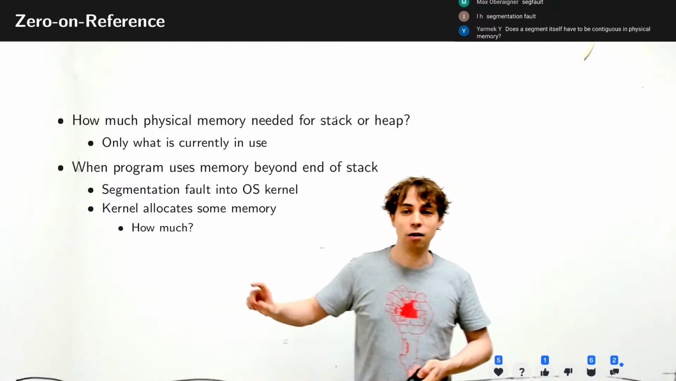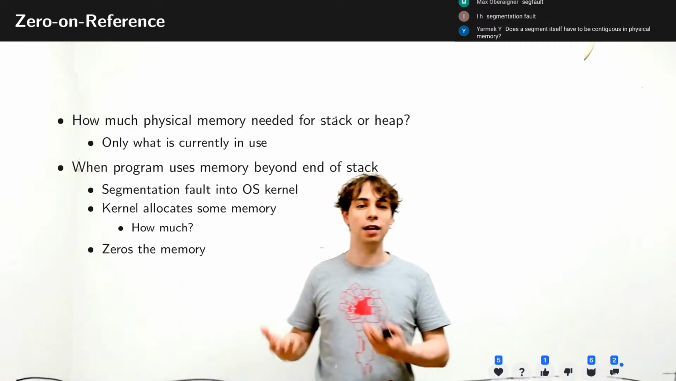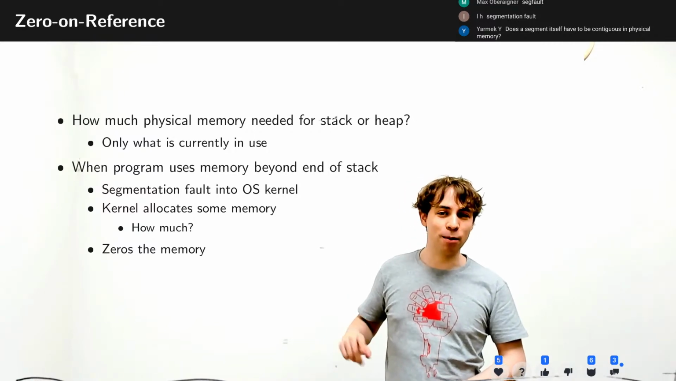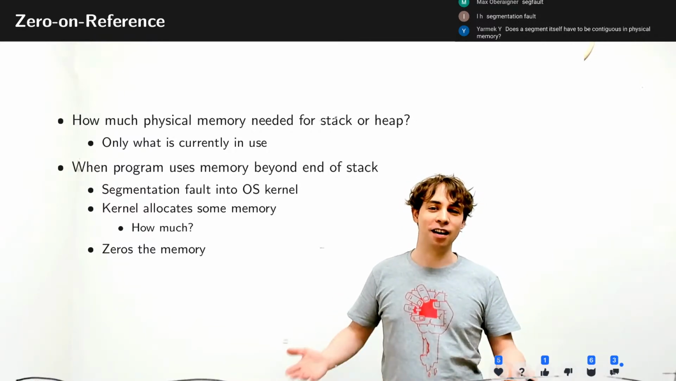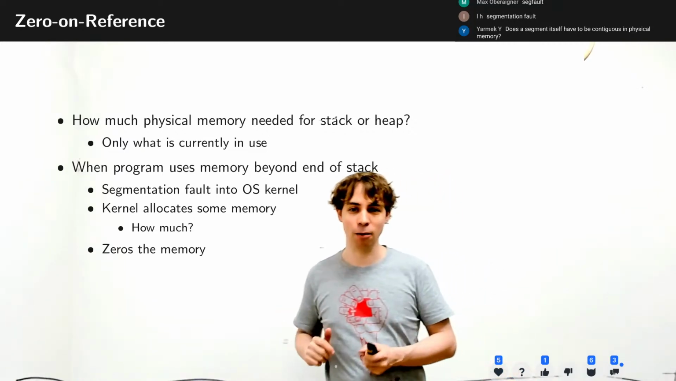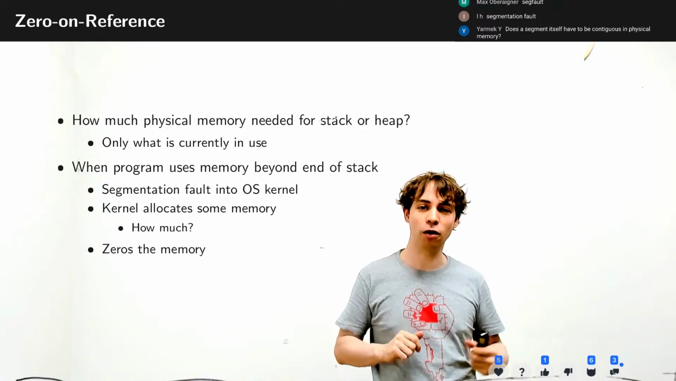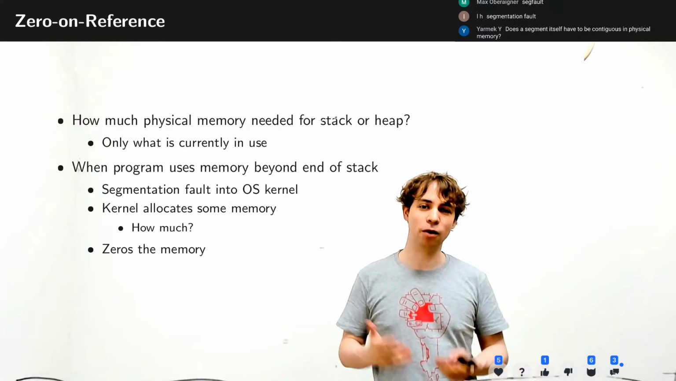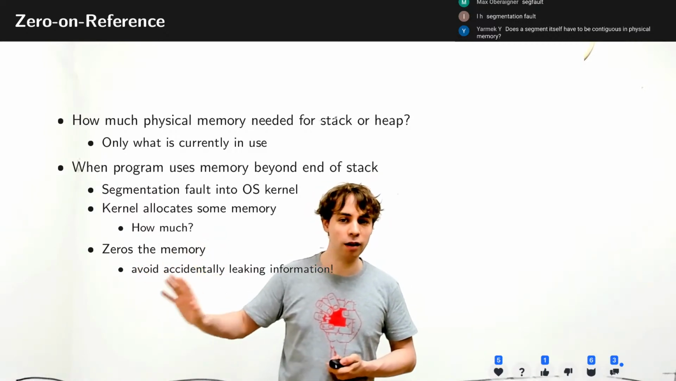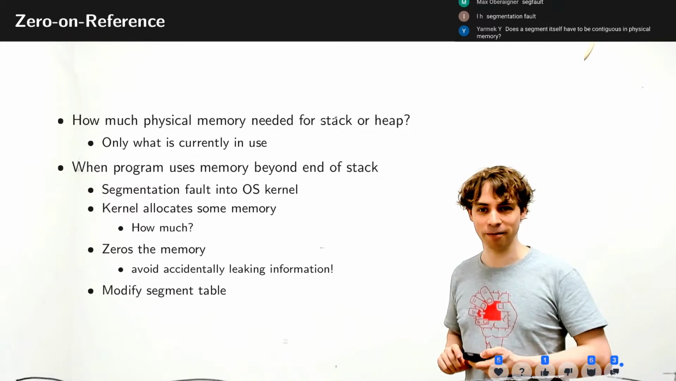And it's called zero on reference because at this point we set this memory to 0. Why do we do that? I already mentioned the example with GPUs where you first browsed some website and then played a computer game, and during the loading screen it would still show the contents from the website because they were still in the frame buffer. This is important, zeroing the memory to avoid accidentally leaking information.